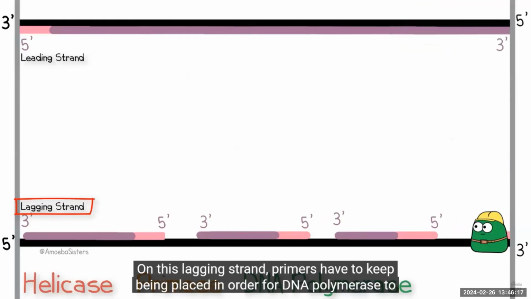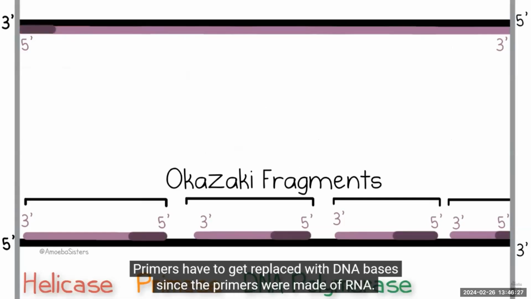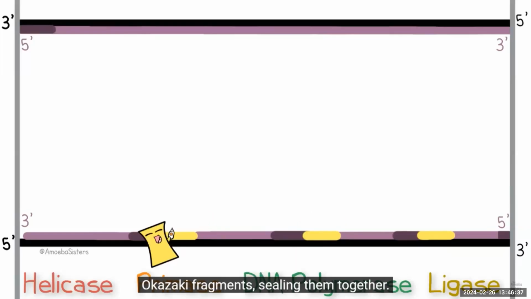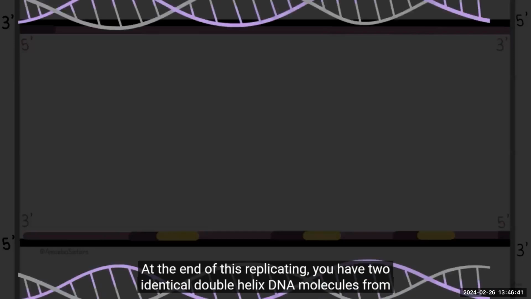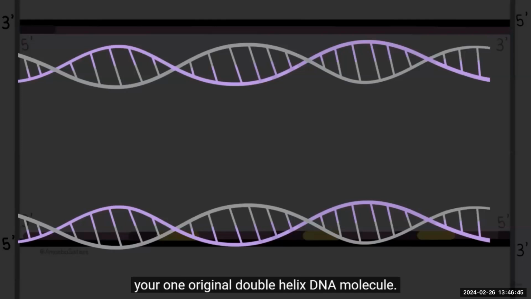On this lagging strand, primers have to keep being placed in order for DNA polymerase to build. These fragments that result are known as Okazaki fragments. Primers have to get replaced with DNA bases since the primers were made of RNA. Ligase, the gluing enzyme, as I like to nickname it, has to take care of the gaps between Okazaki fragments, sealing them together.